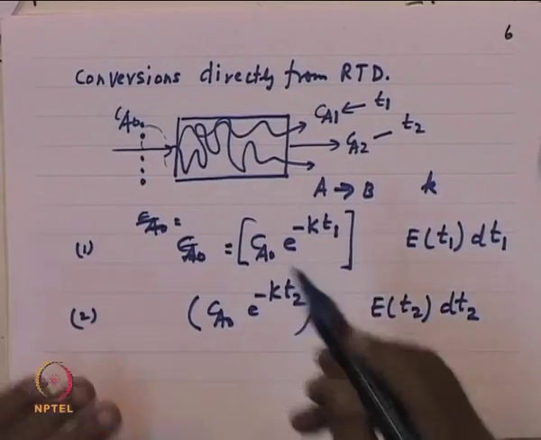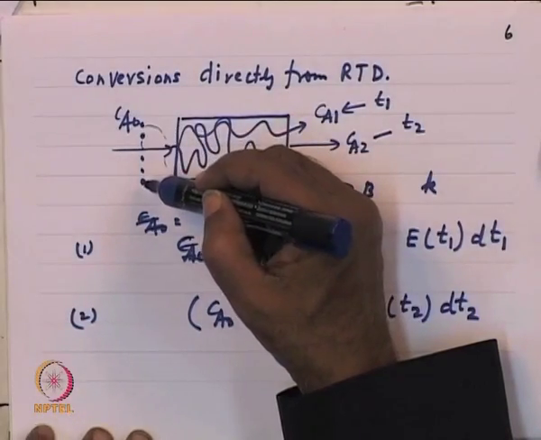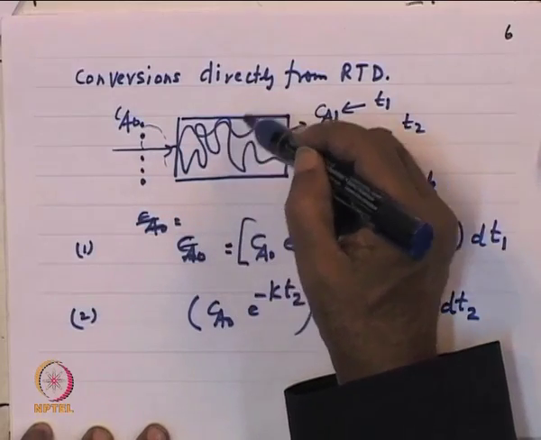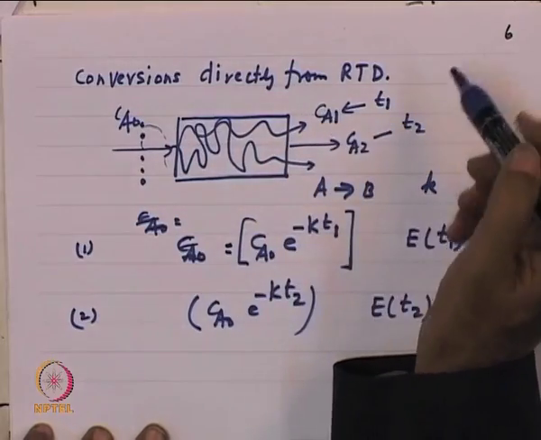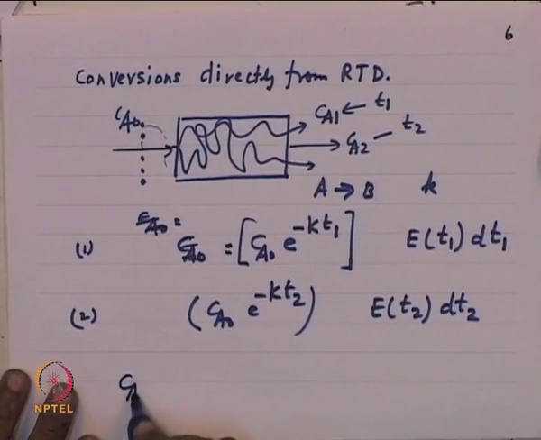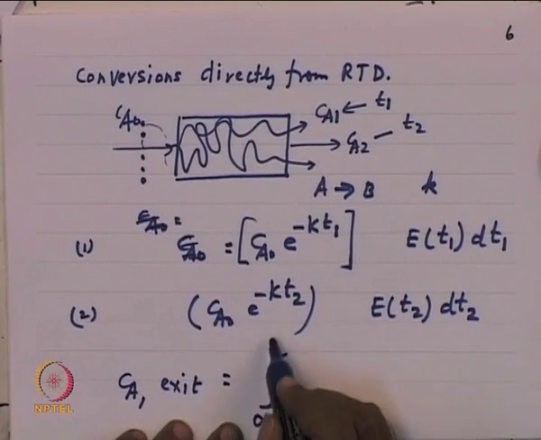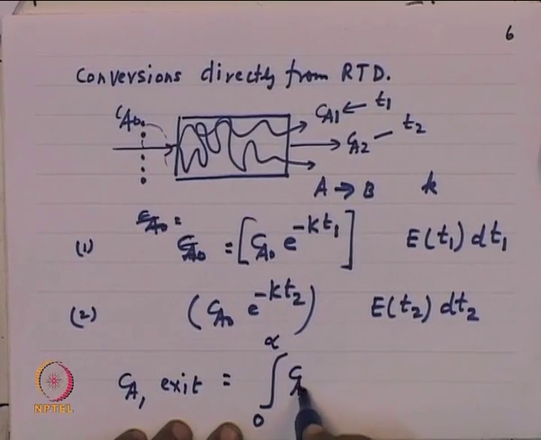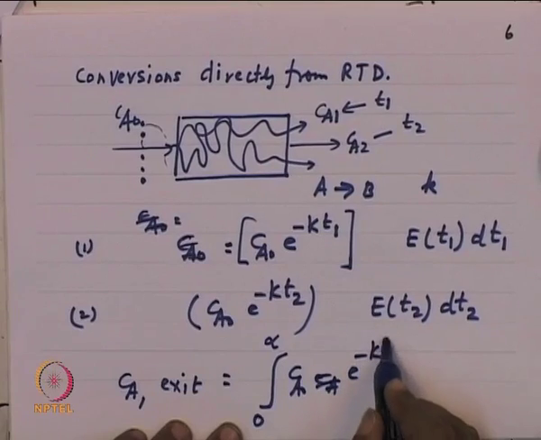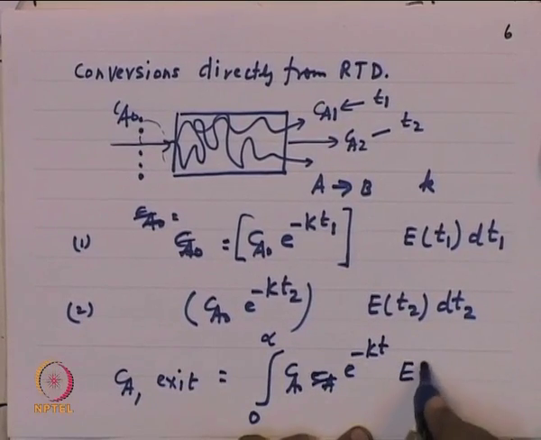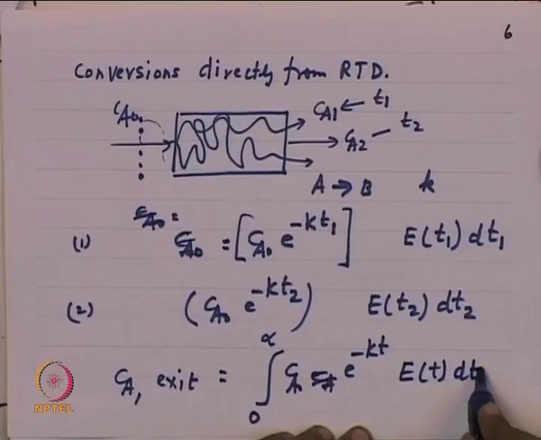In other words, you have various fluid elements entering, but going through the equipment for different lengths of time and emerging. Therefore, the Ca exit, or what comes out, must be some average of whatever goes in, multiplied by the E function.